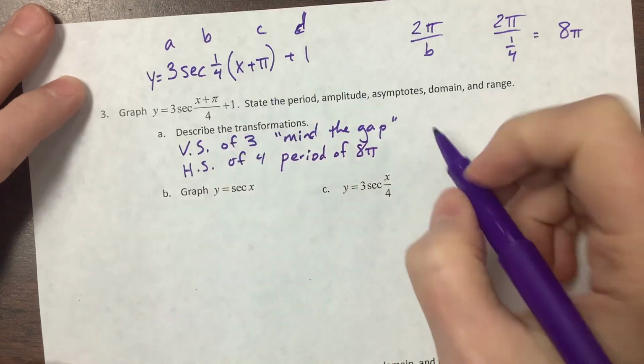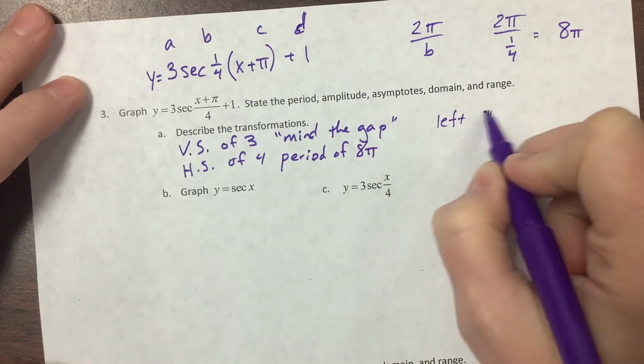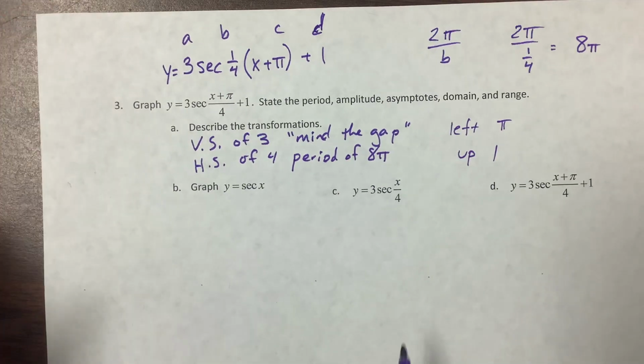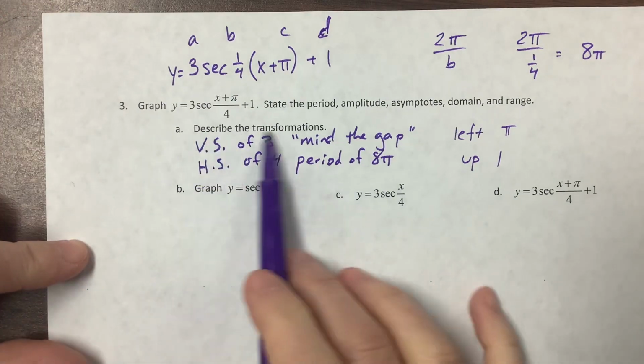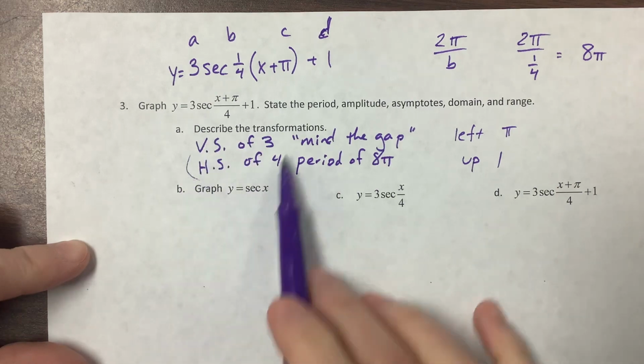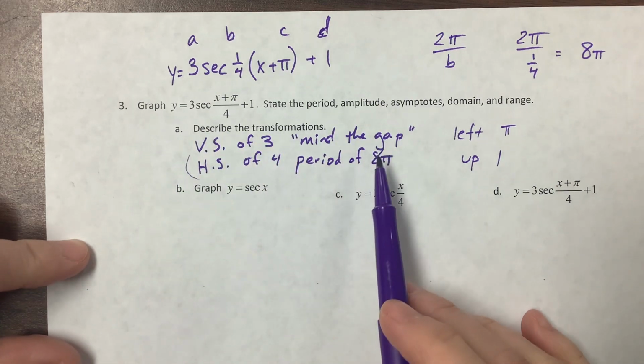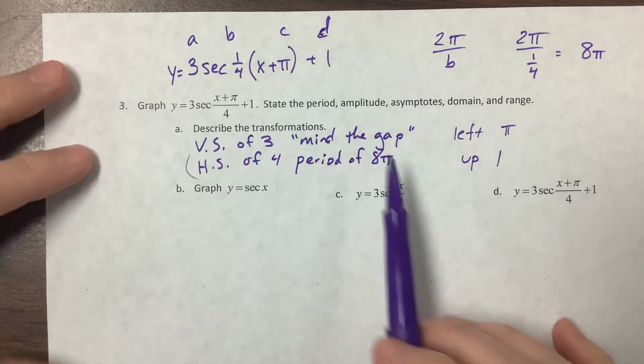And then it's going to shift left pi and up 1. Okay, so those are the transformations. Technically, when they say describe the transformations, the actual description might be something else, but this is what the information is in our trig world. Okay, this is what's helpful information for you.